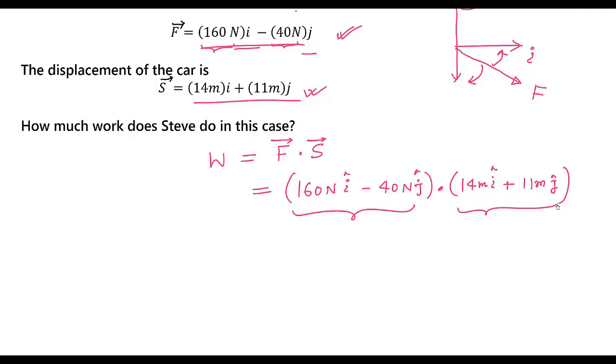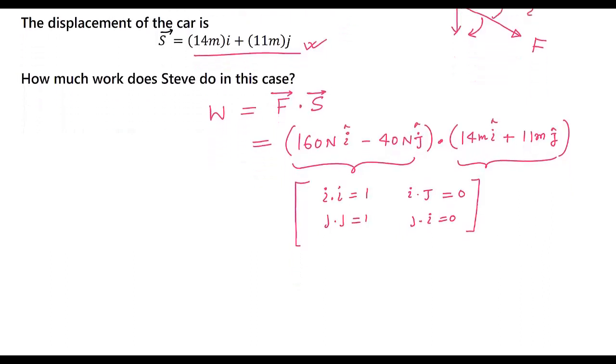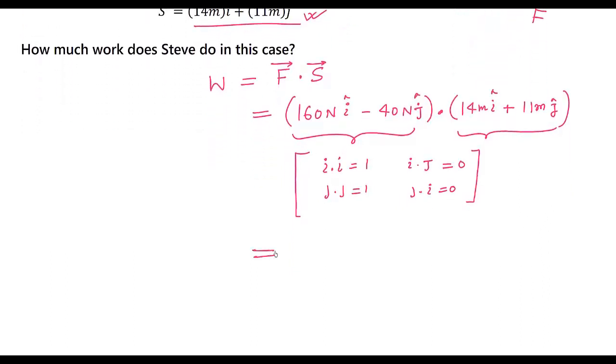Now at this point you should know some results that come from mathematics. From mathematics this result you should know, that is i dot i is equal to 1, j dot j is equal to 1, i dot j is equal to 0, and j dot i is equal to 0. This result you can prove, and I am assuming that you know this result. So if I use this result, I can calculate work done.